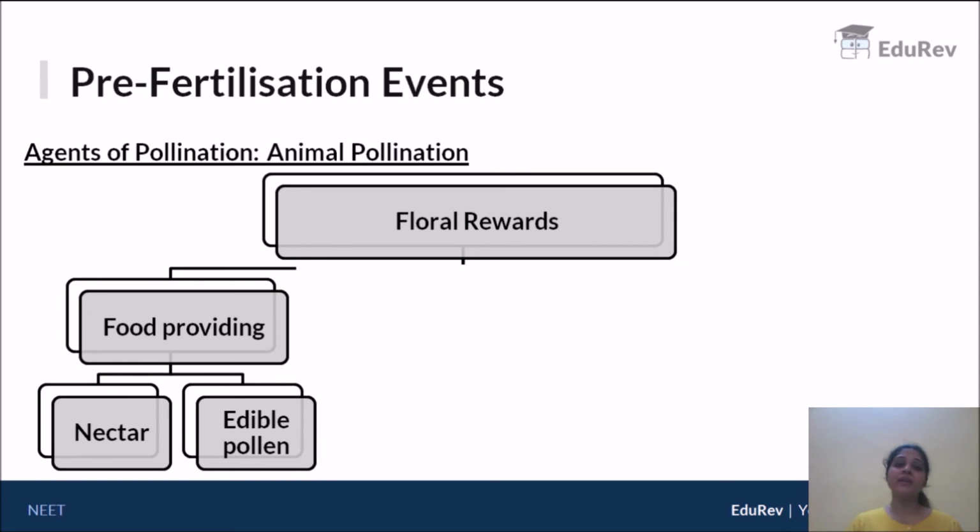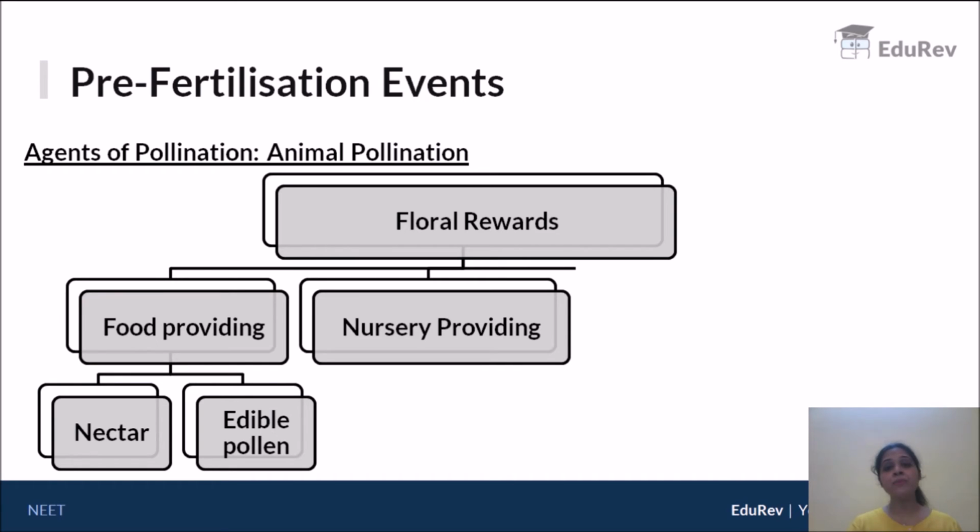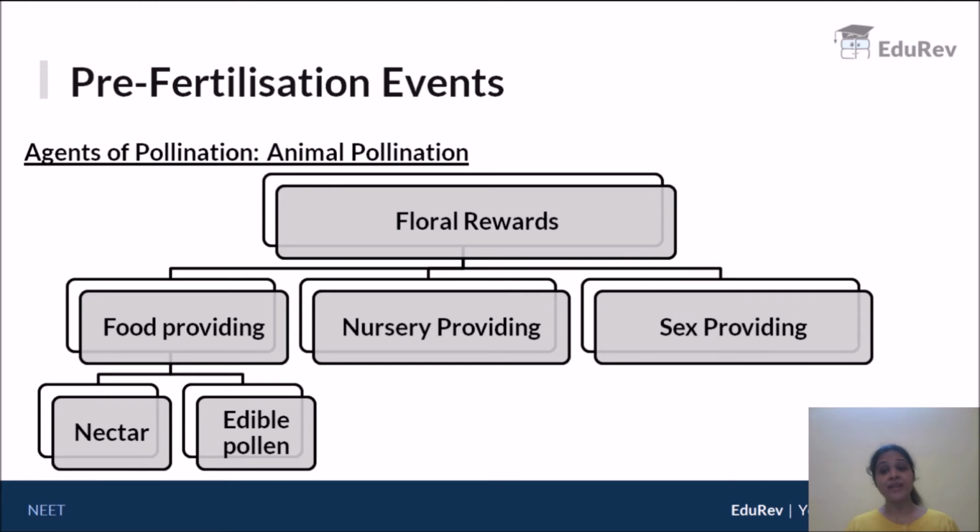But the remaining two categories are what we need to focus on. Floral reward in terms of nursery providing, implying that the flower provides a place of nursery for the young ones of the animal. And the next, sex providing. So we will try to understand these two concepts of nursery and sex providing floral rewards.